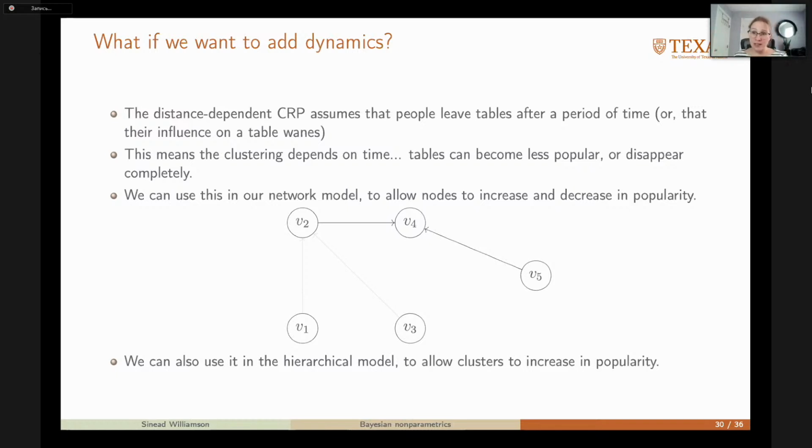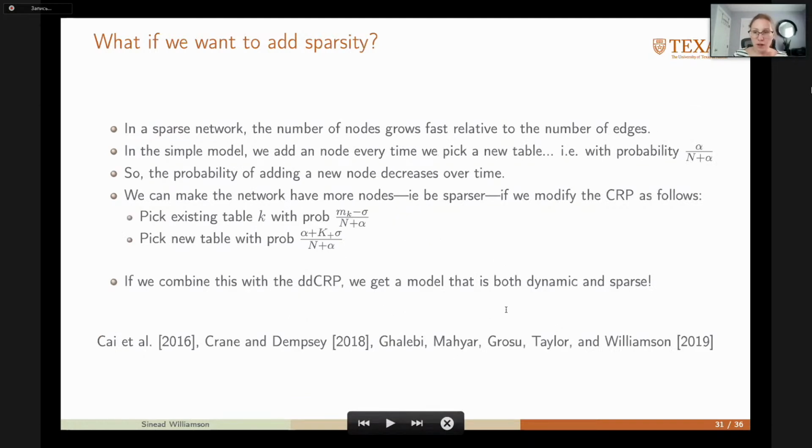We can also use it in our clustering model. So that Dirichlet process that we use to cluster the distributions over nodes, right? So that would then allow certain communities, certain clusters to become both more and less important over time. Okay, so this is great. We've captured almost everything that we wanted to. What about sparsity? Have we got that?